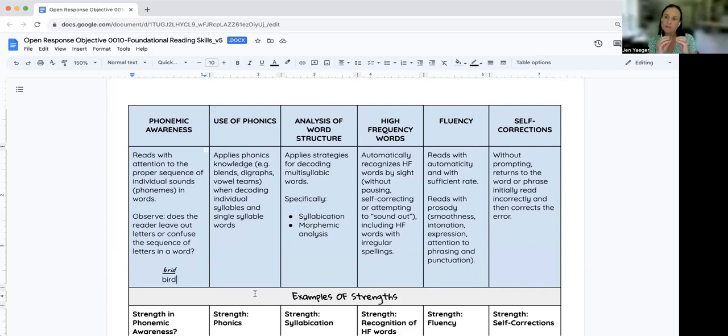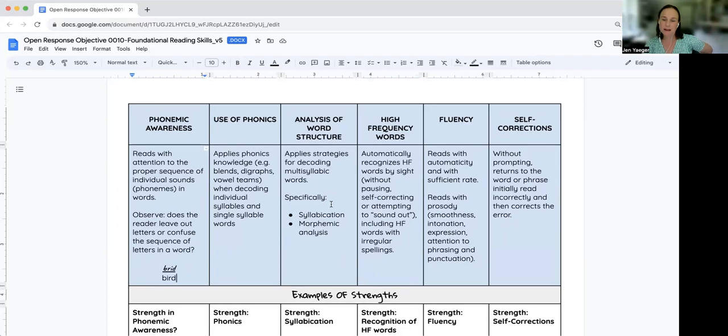It also could be that the child does break apart a word into syllables and then sounds out correctly each individual syllable, or sounds out an unfamiliar word, but they do that accurately and successfully. You could look at what are the features within those words that show a strength in phonics.